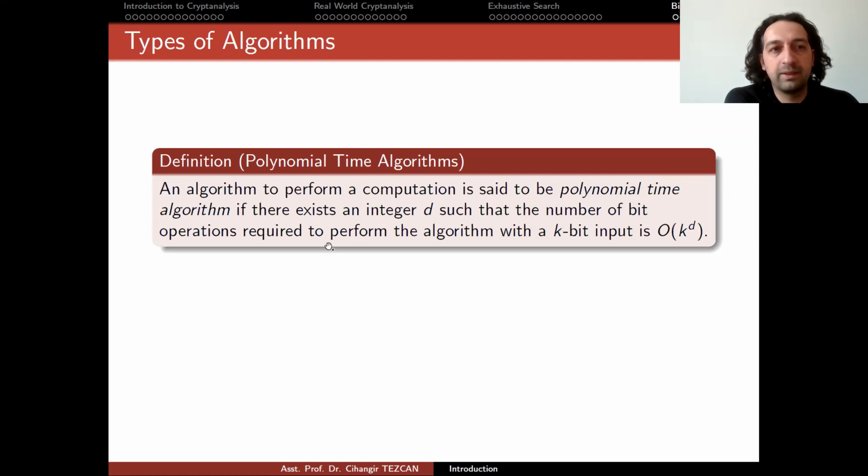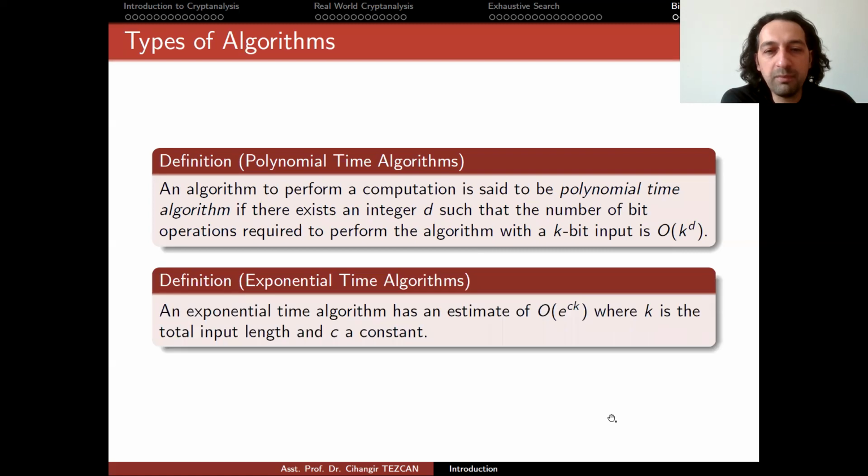So let's look at a few types of algorithms. We define polynomial time algorithms as follows. An algorithm to perform a computation is said to be a polynomial time algorithm if there exists an integer d such that the number of bit operations required to perform the algorithm with a k-bit input is O(k^d). And the exponential time algorithms, which take a lot longer than polynomial time algorithms, are defined as follows. An exponential time algorithm has an estimate of e^(ck), where k is the total input length and c a constant.